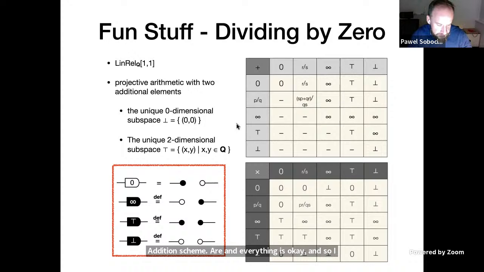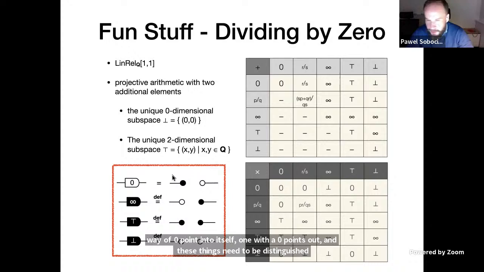And so I think, like, if I was going to talk about the traditional panic about dividing by 0, a lot of this is sociological, because the fraction notation is just not a very good notation. It encourages people to write something like 0 divided by 0, which is actually ambiguous, because in graphical linear algebra there are two different diagrams that are 0 divided by 0: one where the 0 points into itself, and one where the 0 points out. And these things need to be distinguished, otherwise everything collapses.